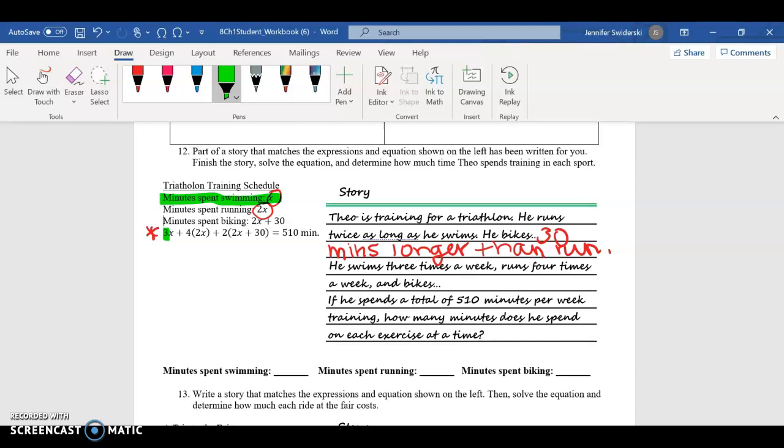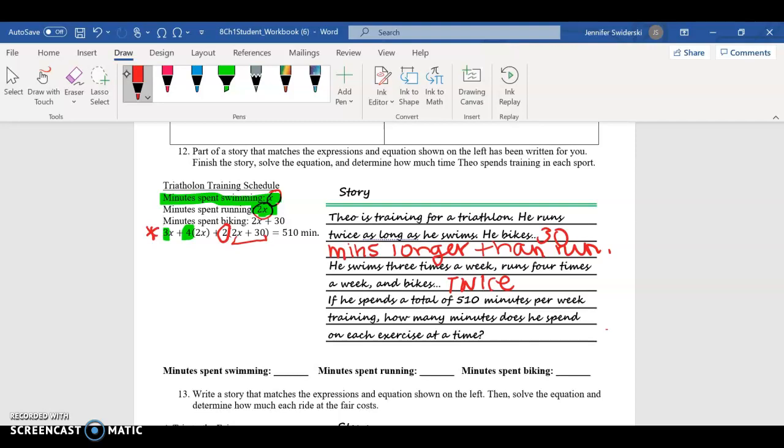Well, where do we see in the equation 4 times a week? Yeah, well, there's my 4 right here, right? Why are they multiplying it by 2x? Oh, that's right, because running was 2x. So they say, hey, he does that 4 times. So they multiply that by 4. How long do you think he bikes for, based on this equation? Yeah, twice. Where do I see that? Right here. He bikes 2 times. He spends a total of 510 minutes per week training. How many minutes does he spend on each exercise?